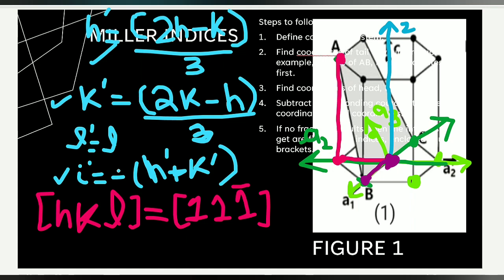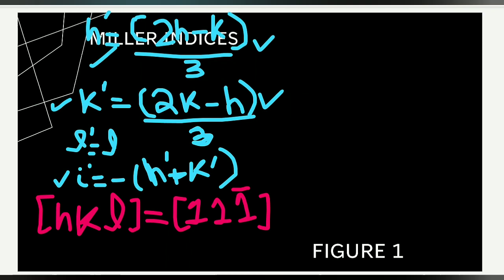Simply L equals L prime, so L doesn't change in Miller-Bravais indices. Between Miller indices and Miller-Bravais indices, Z coordinate or Z index remains the same, while H, K and I are different. And this is the equation that you will follow. We know the value of H, K and L, and we can simply find out H prime, K prime and L prime based on this. So let's do that. Now let's put the values into these equations and get our Miller-Bravais indices.